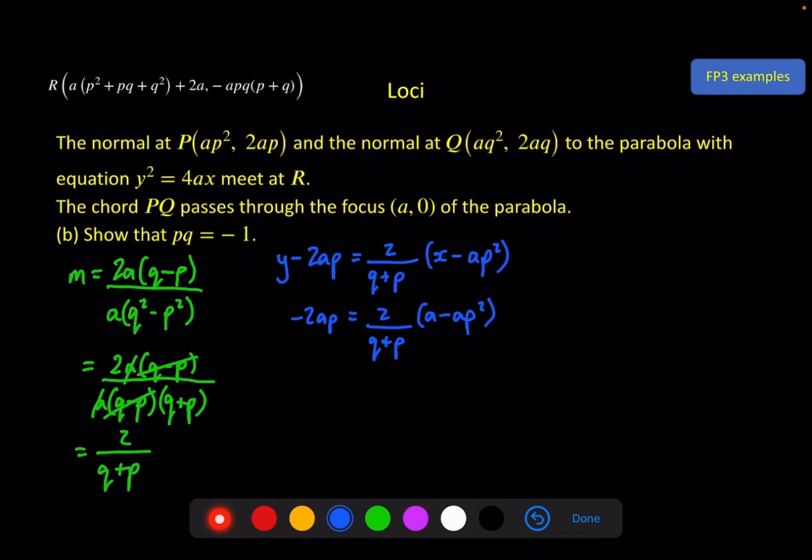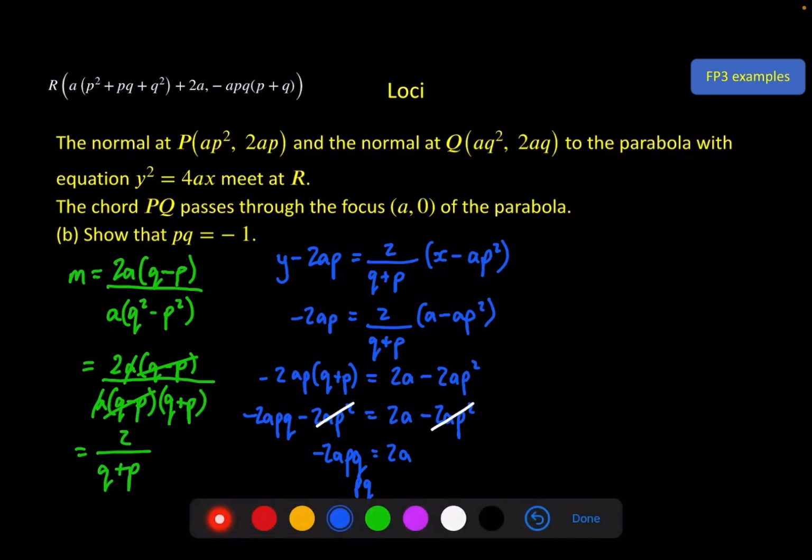So if I multiply everything by (q + p) to get rid of that fraction, we get this. If I expand the bracket as well, there we go, which gives us -2apq - 2ap² equals 2a - 2ap². These two cancel, and we are left with -2apq equals 2a, and you can see here that tells us pq equals -1. So part B is finished. We know that pq does indeed equal -1.